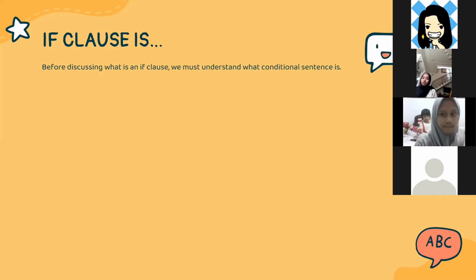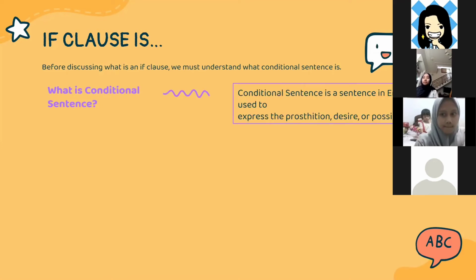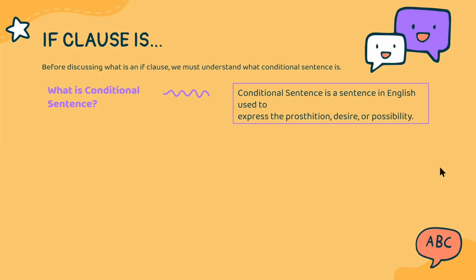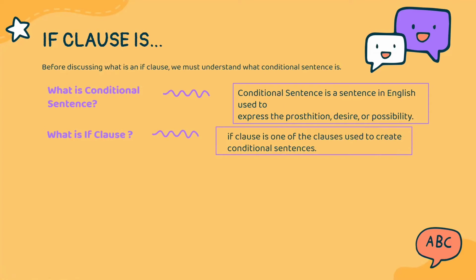But before we discuss what an if clause is, we must understand what a conditional sentence is. What is a conditional sentence? A conditional sentence is a sentence in English used to express a condition, desire, or possibility. What is an if clause? An if clause is one of the clauses used to create a conditional sentence.